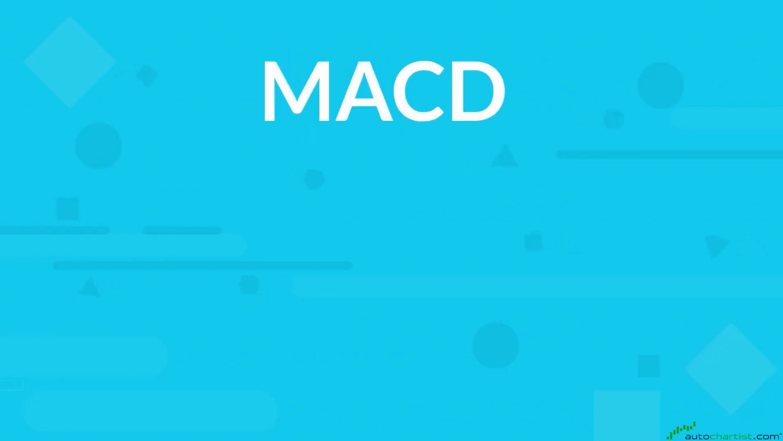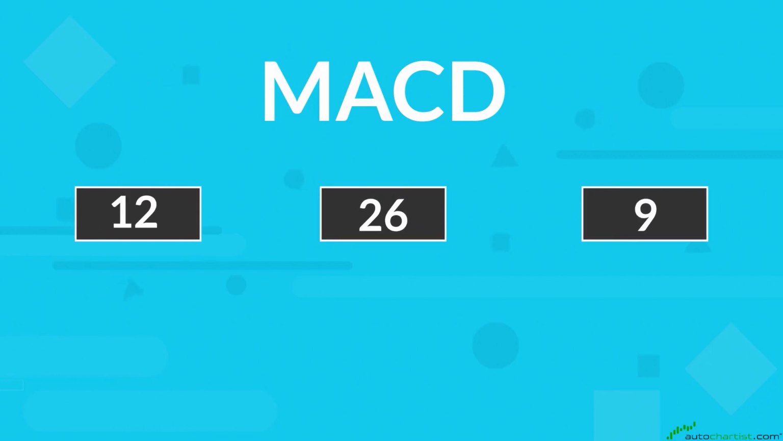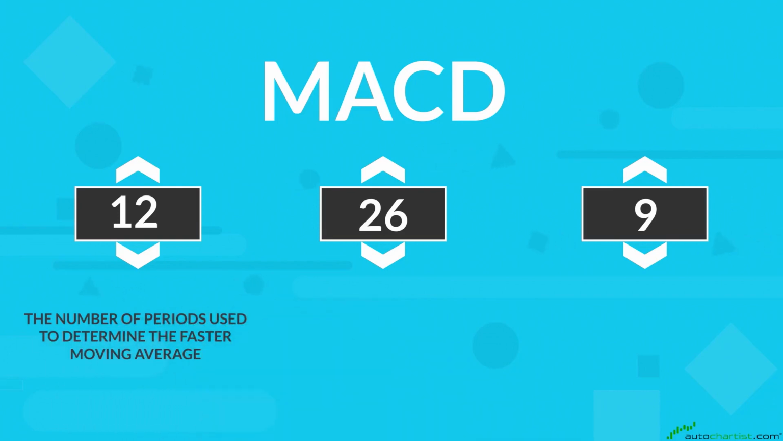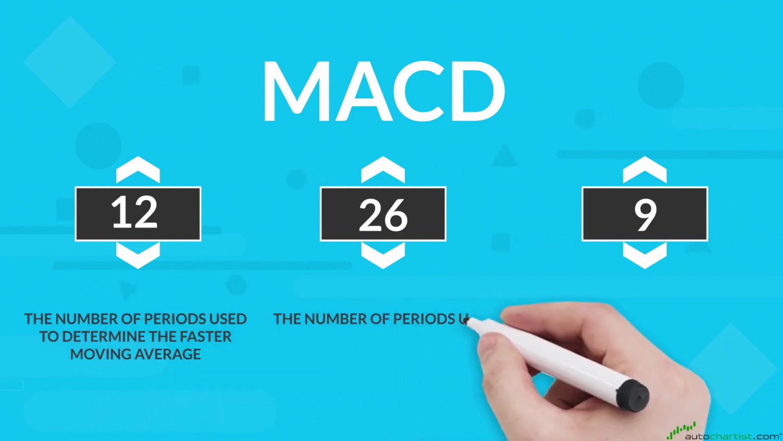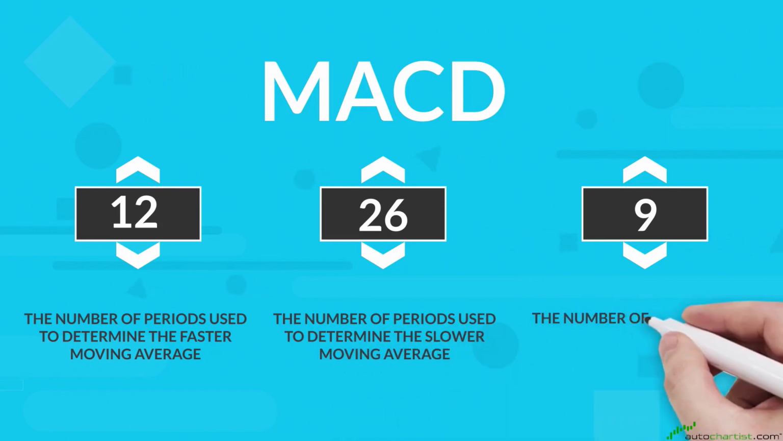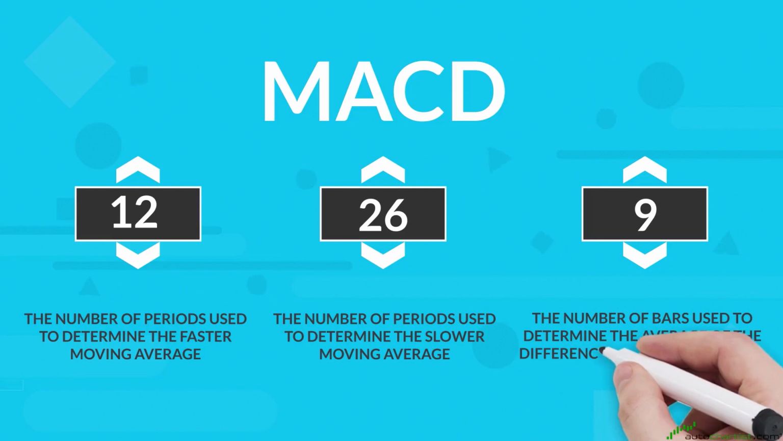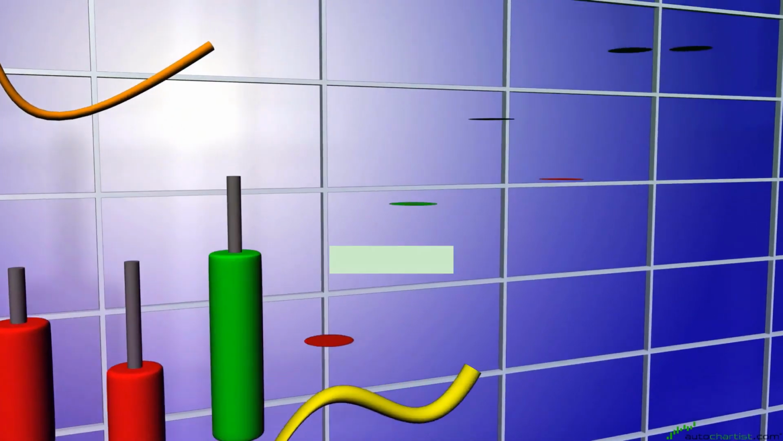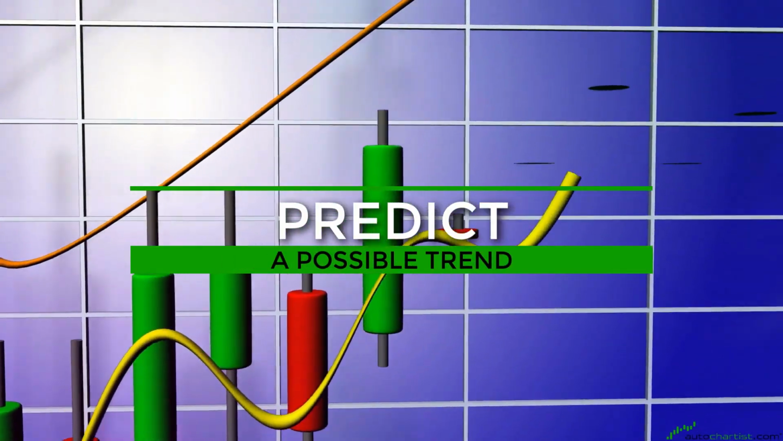There are three numbers on a MACD chart to assist you with establishing what the indicator is representing. The first number indicates the number of periods used to determine the faster moving average. The second number indicates the number of periods used to determine the slower moving average. The third number indicates the number of bars used to determine the average of the difference between the faster and slower moving averages. These two moving lines with different paces may be used to predict a possible trend.